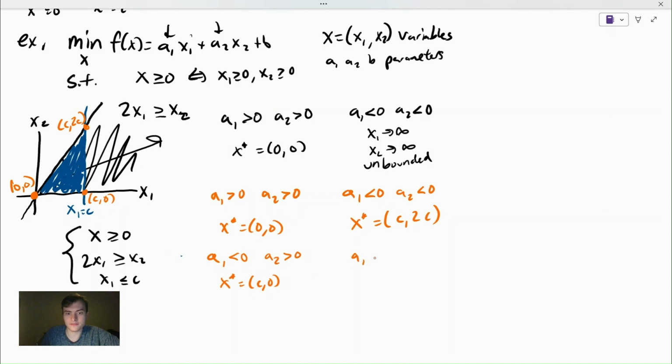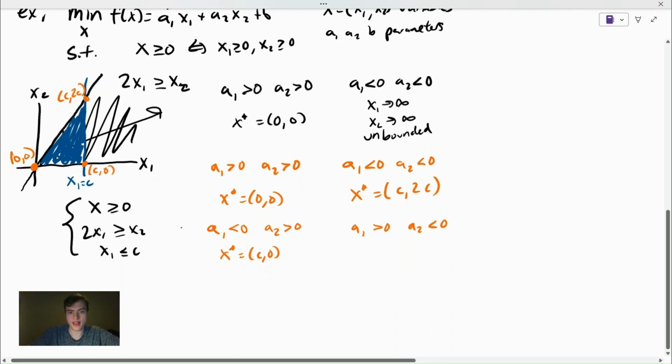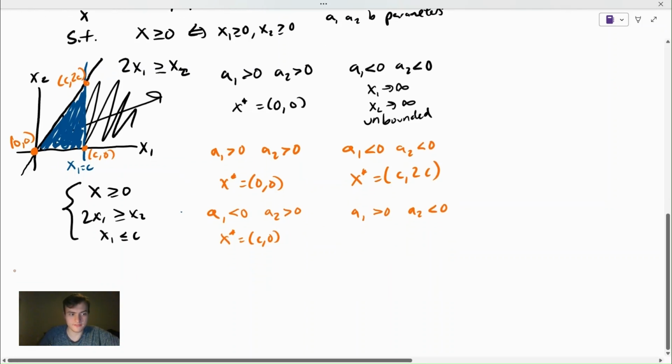And then in this fourth case where we have A1 greater than 0, A2 less than 0, there's a couple things that could happen, right? We don't know whether A1 or A2 is larger. Sometimes we could end up with 0, 0 as the only optimal. Sometimes we could end up with C0 as the only optimal.